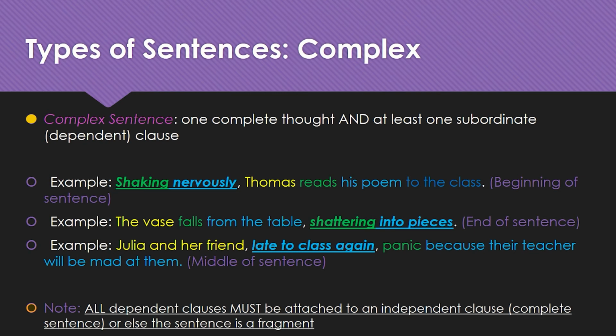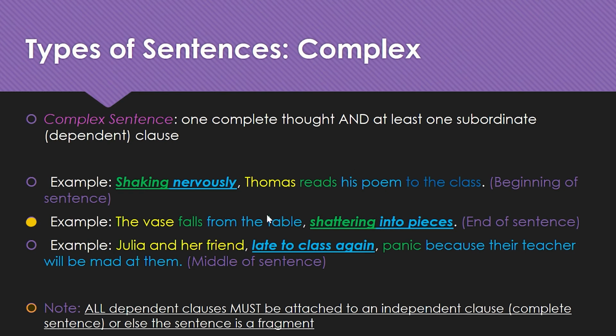of a sentence. And so in these examples, we have: Shaking nervously, Thomas reads his poem to the class. Shaking nervously doesn't make sense on its own. And of course, the dependent clauses in each of these sentences are separated by that comma. And so at the beginning, we have shaking nervously. So there's a verb, shaking. And how is he shaking? Nervously. But we don't have a subject in this part. So it's a dependent clause. It depends on this complete sentence, Thomas reads his poem to the class. And so when it has that subject, this adds information to this part of the sentence.